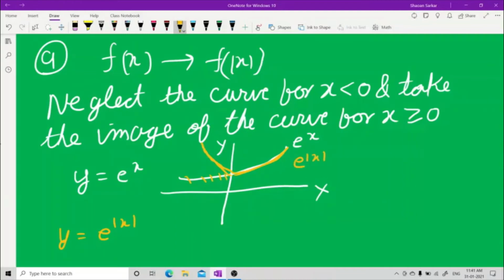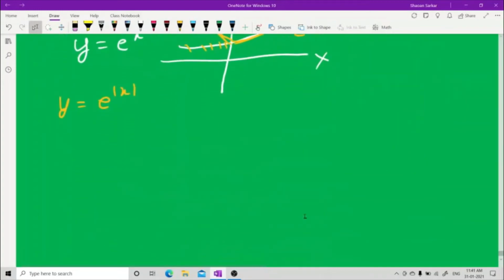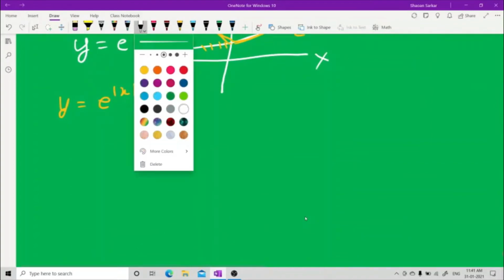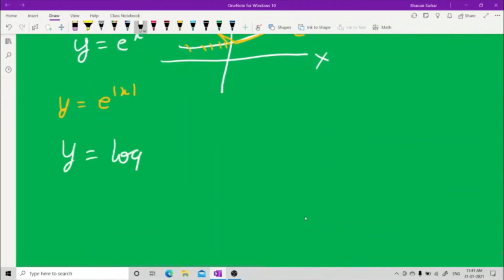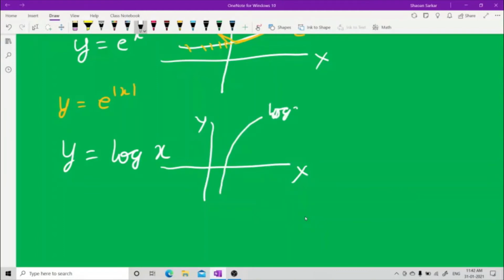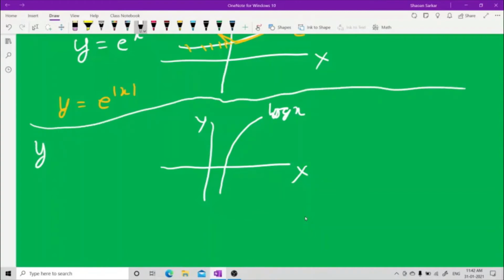Similarly, let me take another example. Yes, I have y equal to log x. And in this we know the graph: this is x-axis, this is y-axis. This is your log x. Let me write this a little bit here. Y equal to log x. This is my second graph. Now you have, there is no x portion.